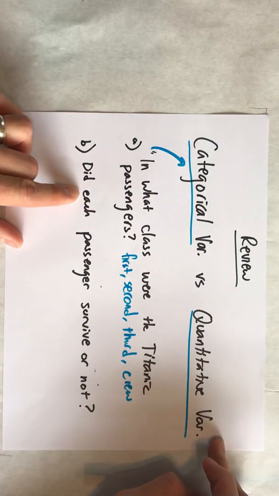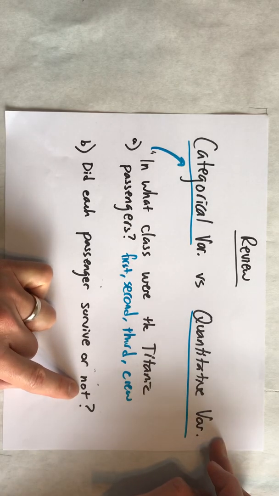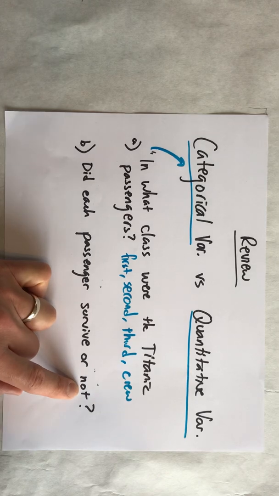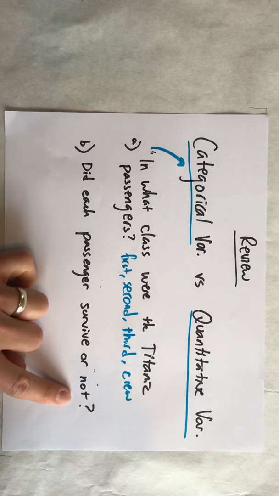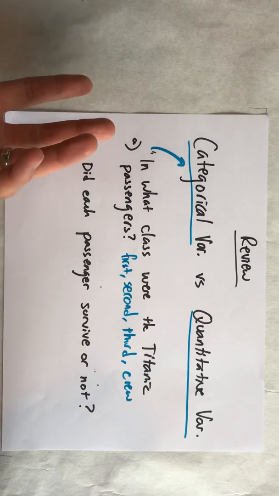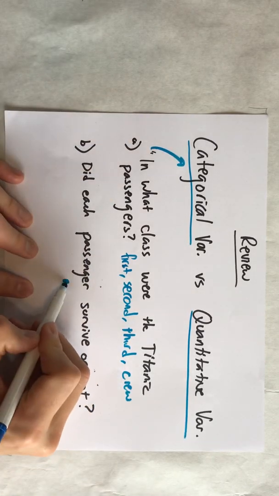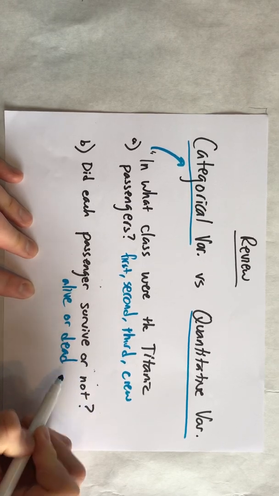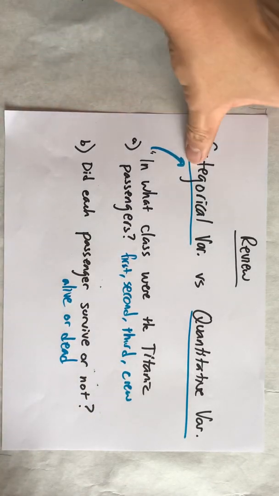Now, consider this question. Did each passenger survive or not? If I asked you this question, just think about it. If I asked you the question, what would your response be? It would either be a yes or no. It would be a did survive or did not survive. It would be alive or dead, right? So this would be alive or dead. Sorry, this is such a morbid example, okay?